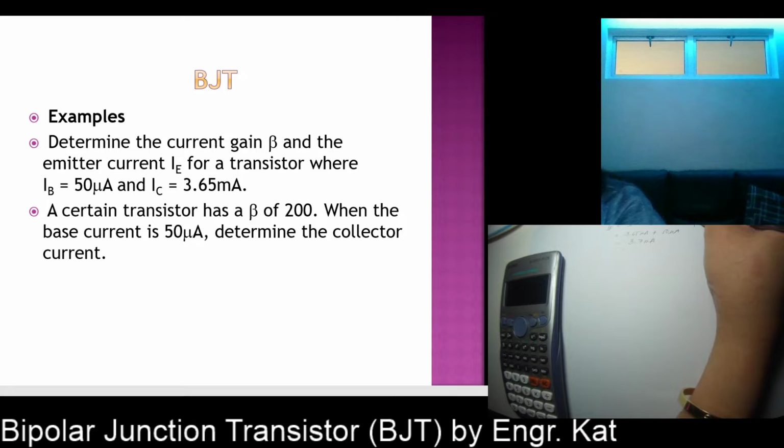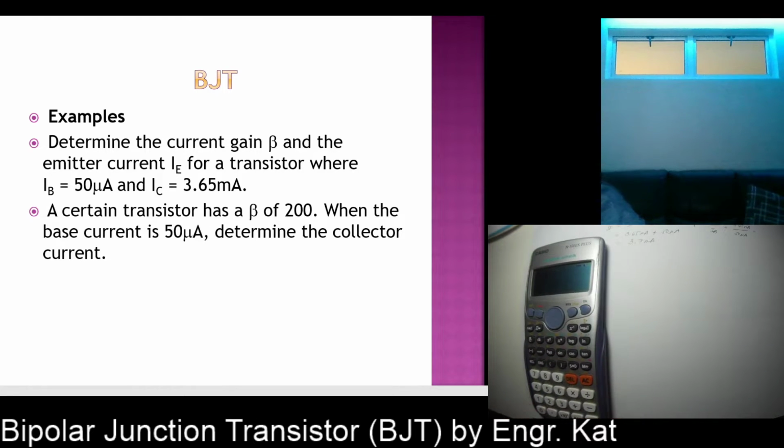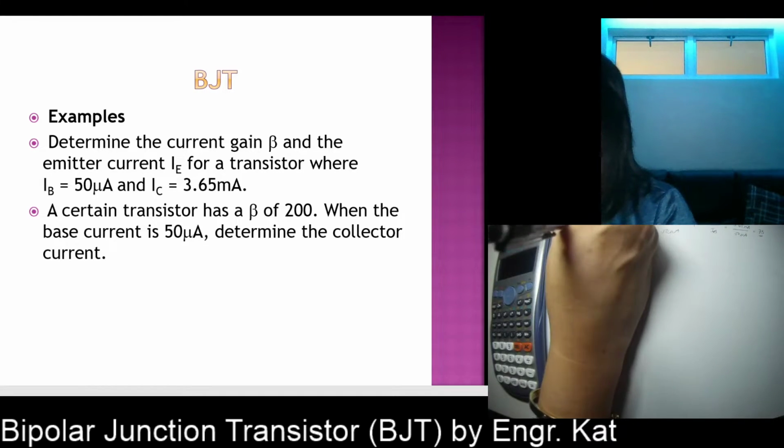And then we can compute for beta. What is your beta? That is your IC all over your IB. So that is 3.65 milliamperes divided by 50 microamperes. So simple. So we have here 3.65 exponent minus 3 divided by 50 exponent minus 6. So that will give you 73. So our beta is always greater than 1. Okay, so very simple.